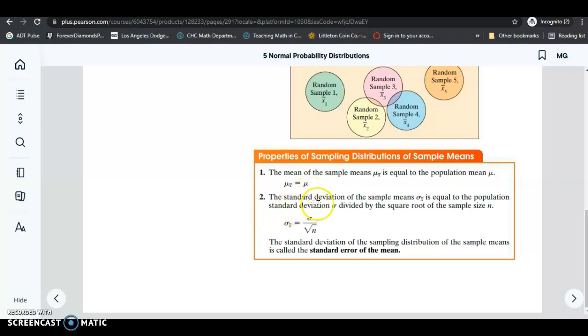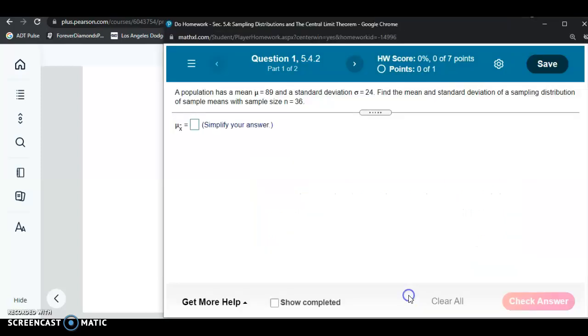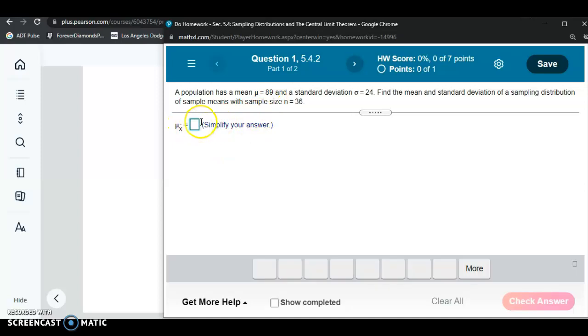So it's just saying that the mean of the sample means is the same as the population mean. Likewise, the standard deviation of the sample means is equal to the population standard deviation divided by the square root of the sample size. That's given by this formula, and the symbol here is sigma x bar. According to the formula, sigma x bar is equal to the standard deviation of the population divided by the square root of the sample size, n. So the mean of the sample means is going to be the same as the population mean, so the answer to the first part is 89.